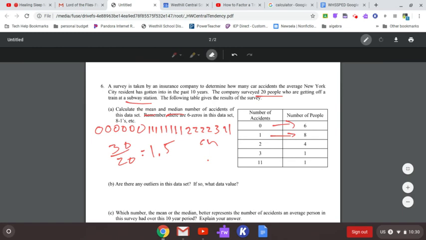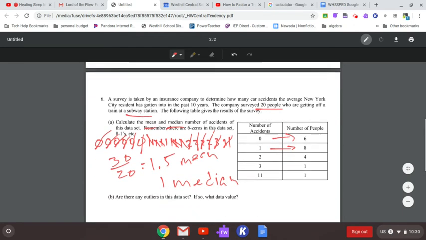And then for the median, we just look at what's in the middle. So if we do our crossouts, we work our way in. Looks like we'll end up with 1 for our median.